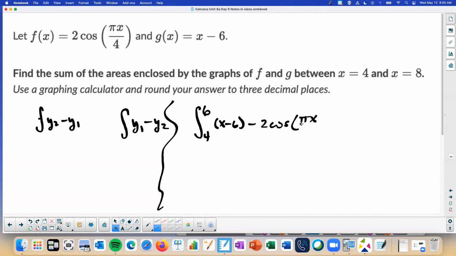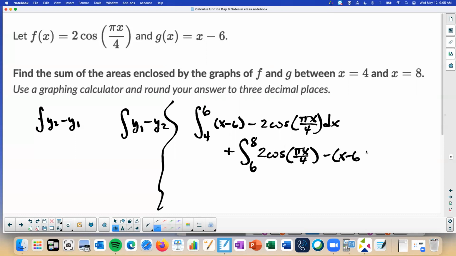Don't type it in your calculator yet. I'll show you a much faster way. And then the second integral was from 6 to 8 of the trig line minus the straight line. And then you can see how these could get to be pretty time consuming typing on your calculator. And on top of that, this actually even takes a decent amount of time writing out by hand.